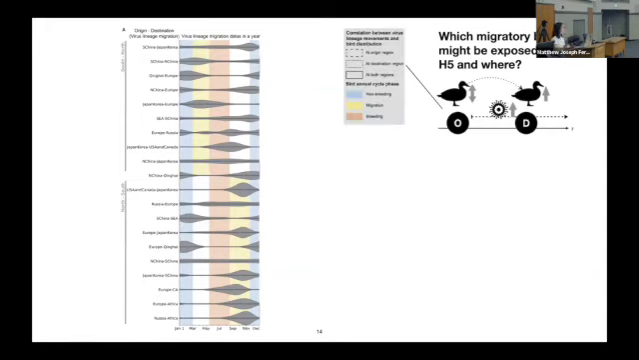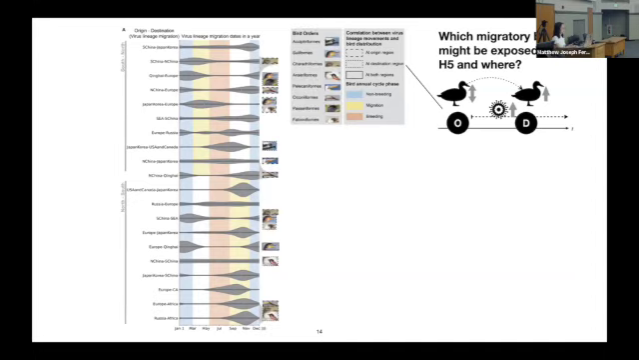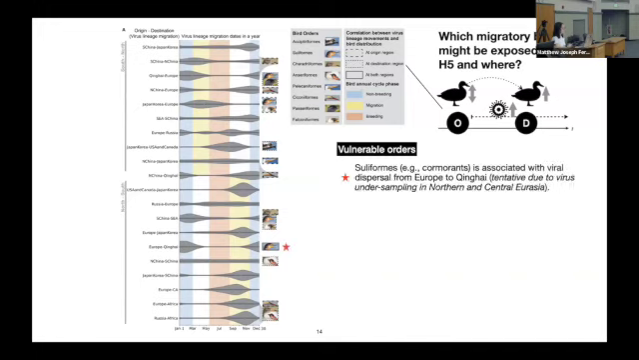We calculate the correlation between virus lineage movements and bird distribution at a region location or destination location. We found 8 bird orders out of 9 are correlated with different routes of virus lineage movements. We call them vulnerable bird orders. And I want to highlight a few among these orders.